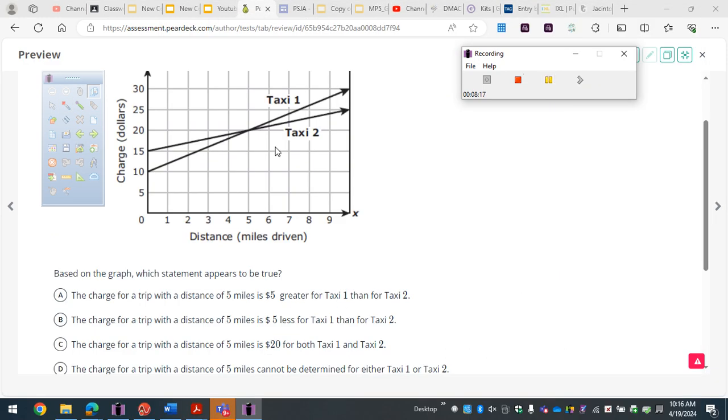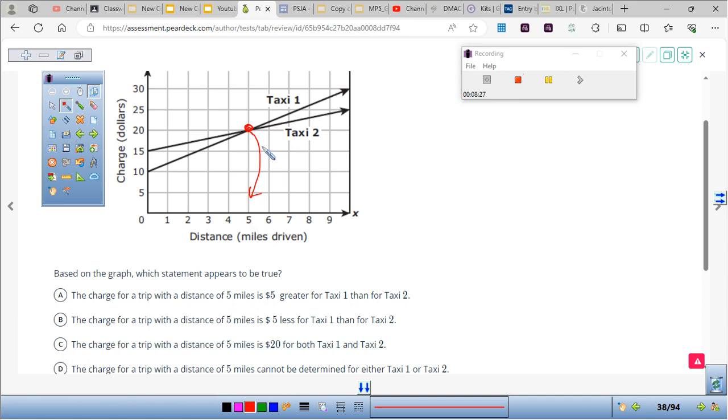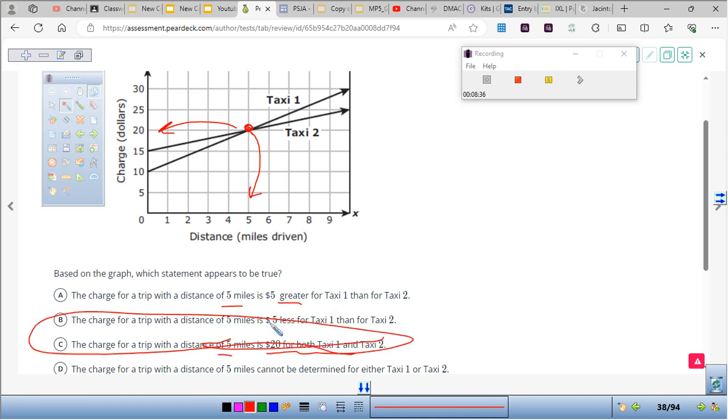So here, without even reading these questions again, you just go to that point there and that's your answer. When 2 lines are on a graph, the answer is where they cross. So it's going to be 5 miles and $20 charge. Boom. That's your answer. That's not even reading it, guys. Pretty fast.